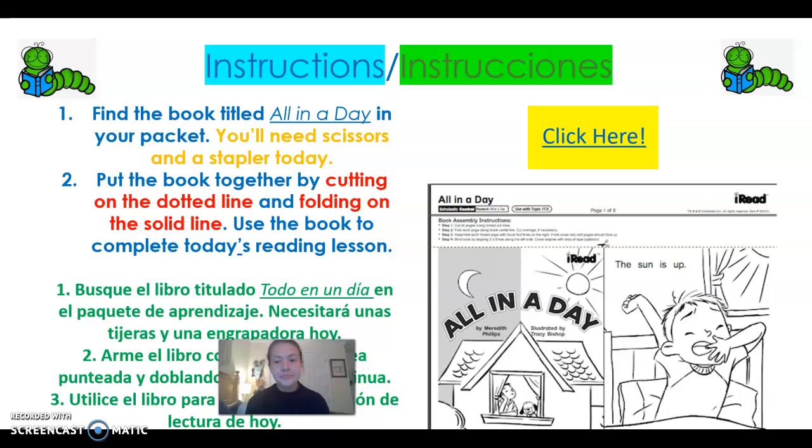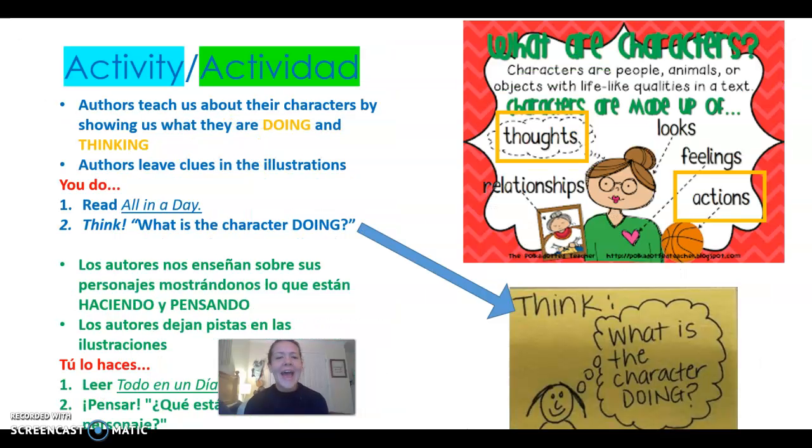So remember, when we make these books, we are cutting on the dotted line up here, and we are folding on the solid line down here in the middle. And you guys need to make sure that you're putting your books together in order, beginning to end, and make sure the page numbers are all in order so we can read the book how it was written.